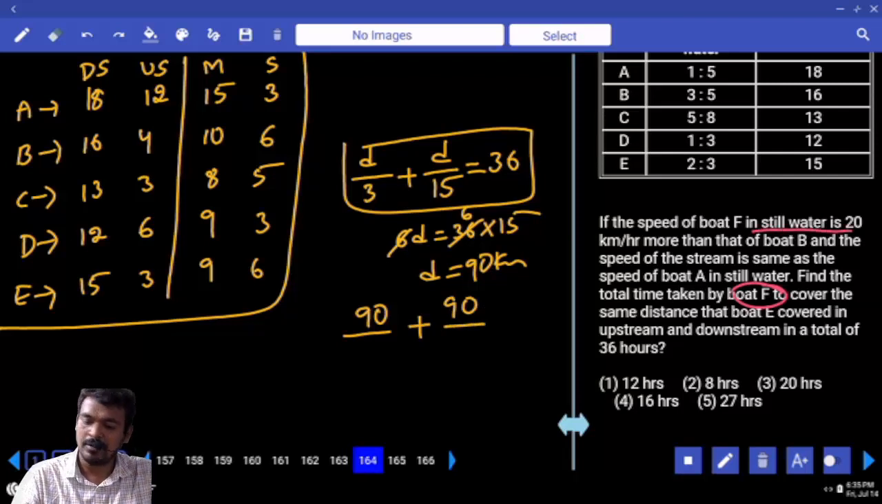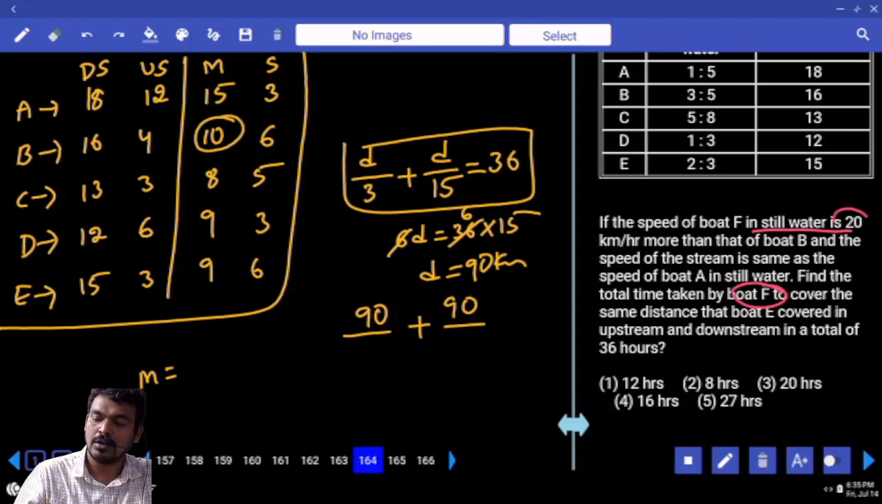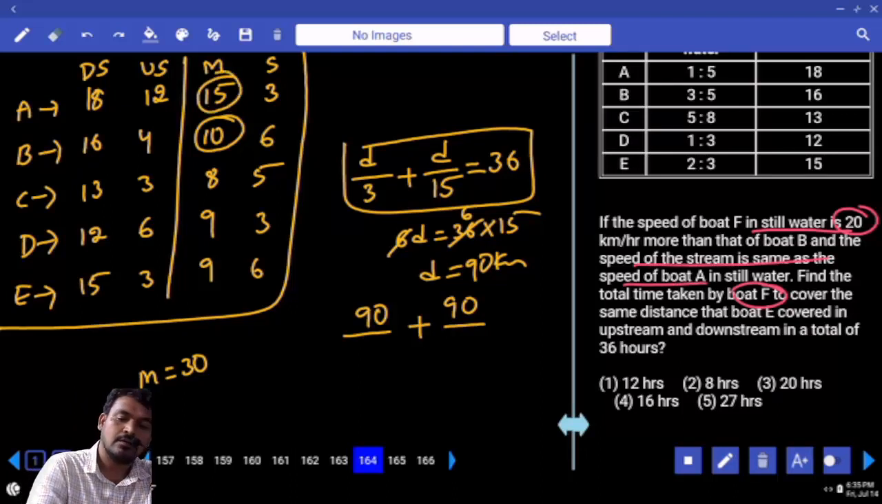But boat F's still water speed is compared to which one? Boat B's value. What is the boat B speed? 10. Compared to that one, 20 more or 20 lesser? 20 more. Means the speed is 30. And the speed of the stream is same as which one? The speed of the boat A. What is the speed of the boat A? 15.